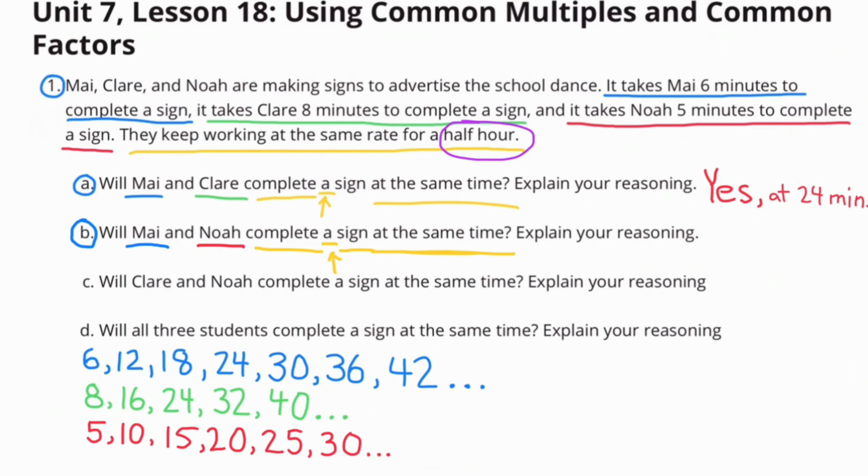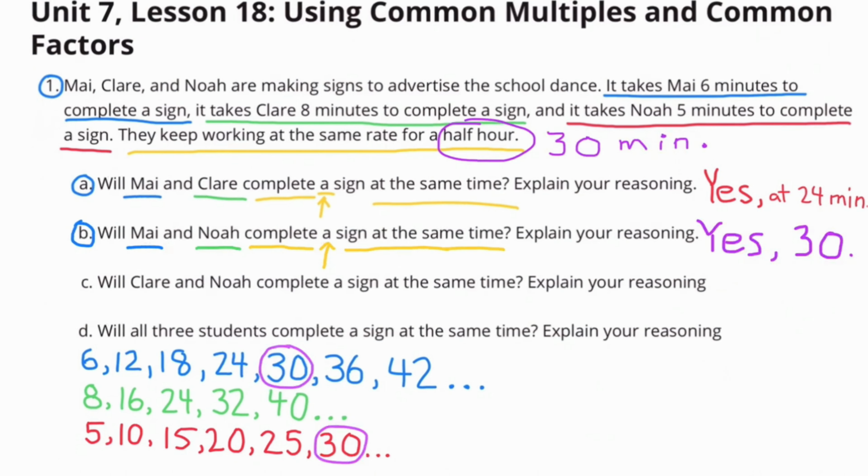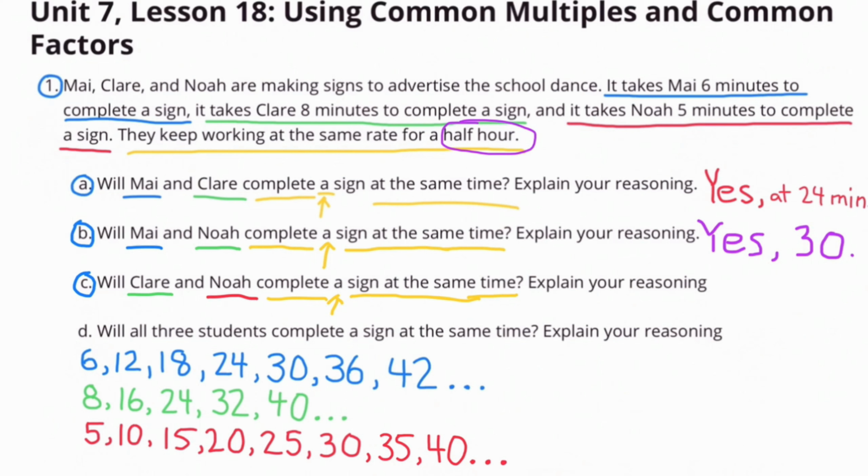B. Will Mai and Noah complete a sign at the same time? Explain your reasoning. Mai's multiples are still 6, 12, 18, 24, 30, and so on. I mistakenly underlined Noah's name in green. I should have underlined Noah with red. So look at the bottom and you'll see the multiples of 5: 5, 10, 15, 20, 25, and 30. The least common multiple of 6 minutes and 5 minutes is 30 minutes, and that's right at the deadline since they were only working for a half hour. So the answer would be yes. On the 30th minute, Mai and Noah will complete a sign at the same time.